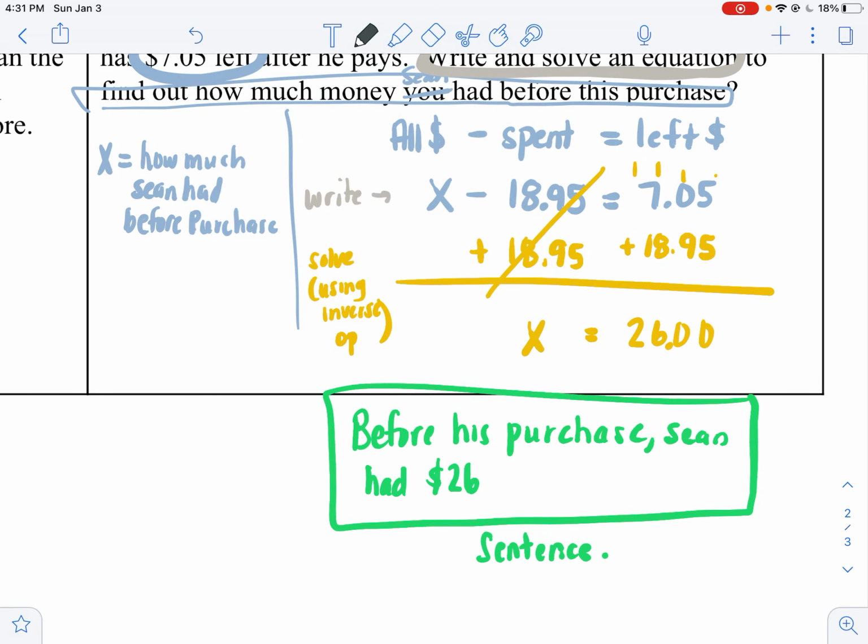Okay? So here we have defined our variable. I'm going to highlight the important parts. We defined our variable. We wrote our equation, which is over there. We solved our equation in yellow using inverse operations, and then we wrapped it up by writing a quick little sentence with what we found.